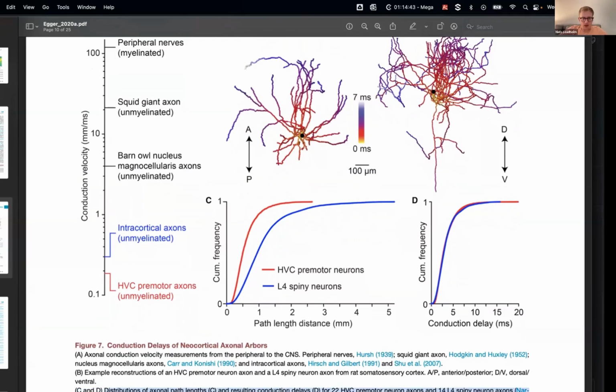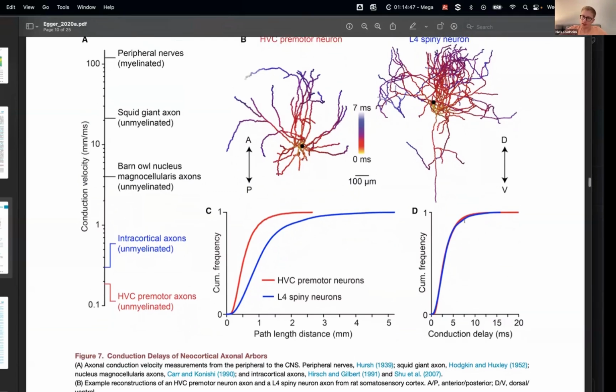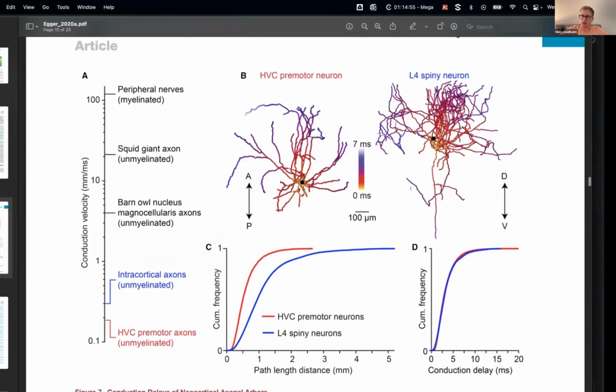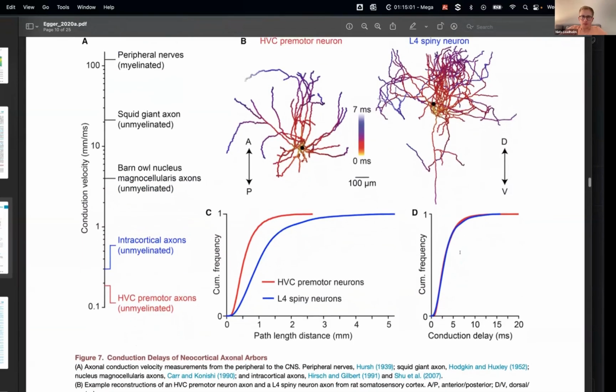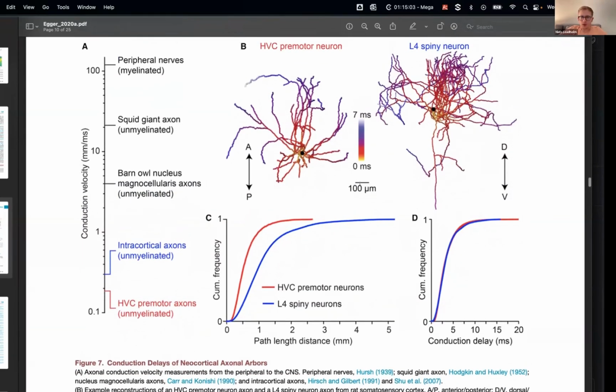Here they kind of do the calculation for you: distribution of axonal path lengths and resulting conduction delays. Basically, at the very upper extreme, and these are rare, it's like 20 milliseconds. But you can see a significant proportion go up to 7 milliseconds. Well, this is to go from where to where? This is on the scale of, I guess, half a millimeter, maybe. So that's not enough, really.